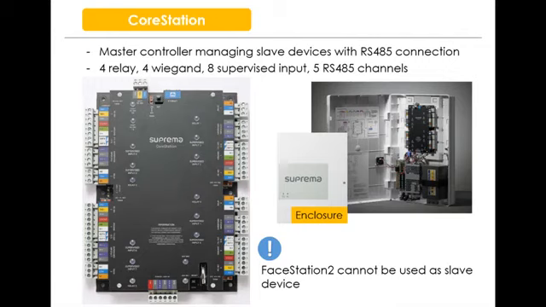Next is Core Station. It's a major feature of BioStar 2.5. Core Station is SUPREMA's first controller for a centralized access control system. It does not have a reading capability, unlike other edge devices, and its role is to control the slave and Wiegand devices that are connected to the device. It has 4 relays, 4 Wiegand inputs, and 5 RS485 channels where you can connect slave devices.